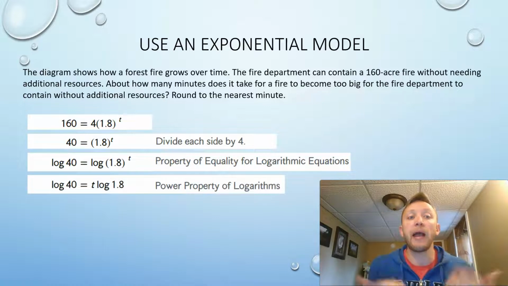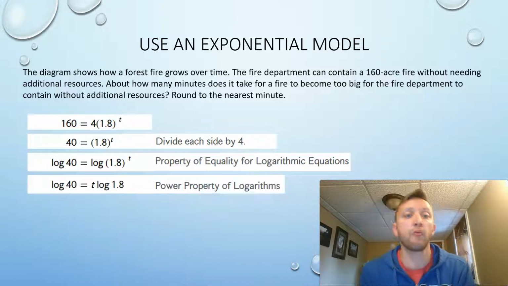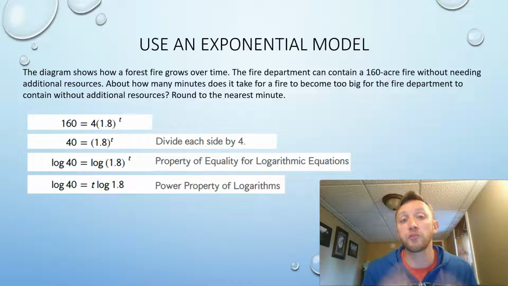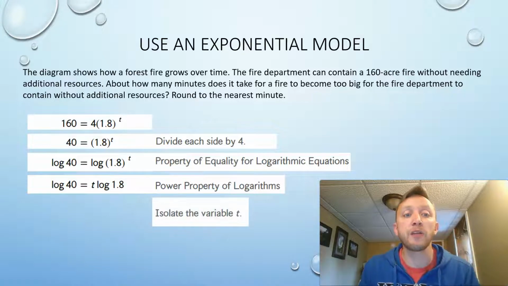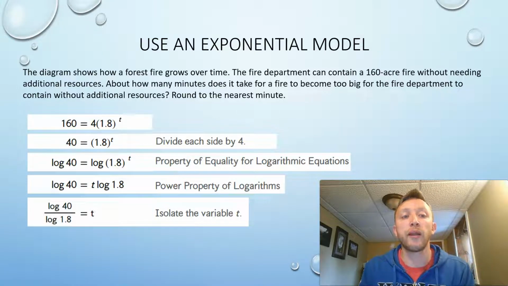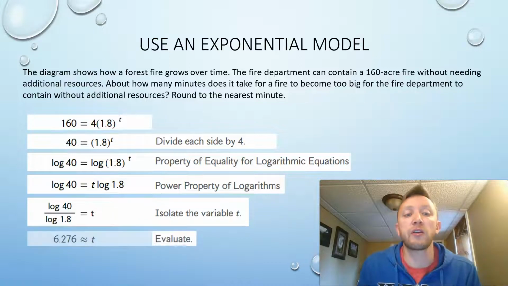And you could even combine these two steps if you wanted to, like I did in the warm-up, where you would even put that t out in front of the logarithm. And then again, our goal is to solve for t. So to get t by itself, I would divide both sides by log of 1.8. And now you just do this on your calculator, and you get approximately 6.276.